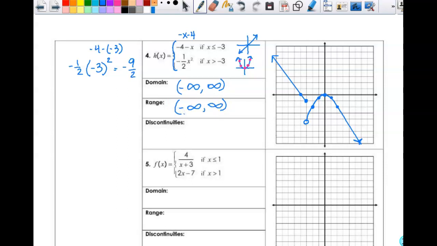Do I have discontinuities? Yes. Once again, I have a jump at x equals negative 3. Okay. We are going to skip number 5.